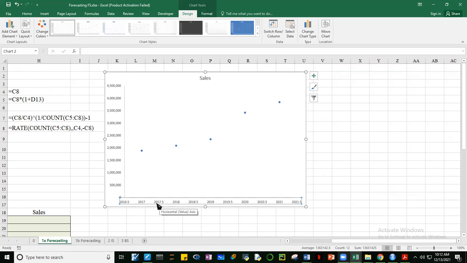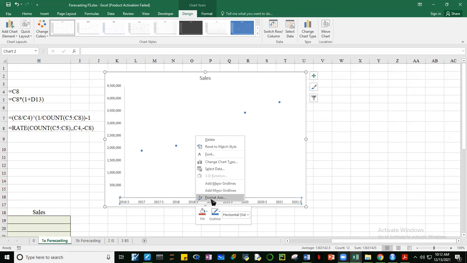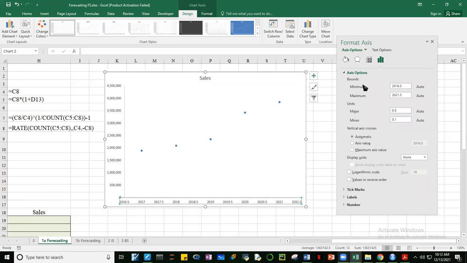So how do we format this? I don't want to put the 2017.5 there. So let's format the axis. Okay, let's make the minimum 2016. Okay, 2016 is fine. Maximum is 20, okay, we can make it 2022.